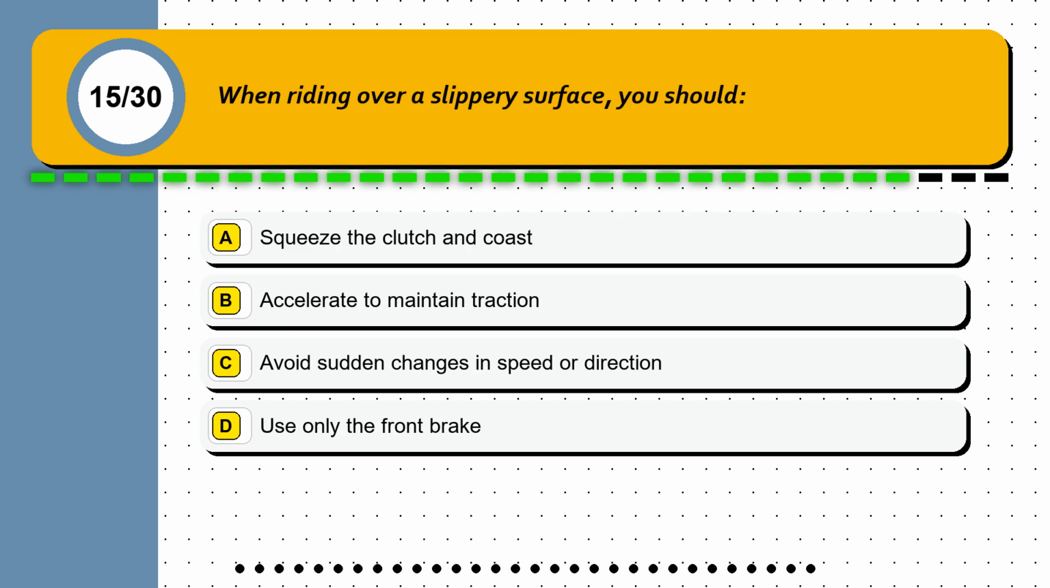Question 15. When riding over a slippery surface, you should: Option A. Squeeze the clutch and coast. Option B. Accelerate to maintain traction. Option C. Avoid sudden changes in speed or direction. Option D. Use only the front brake.